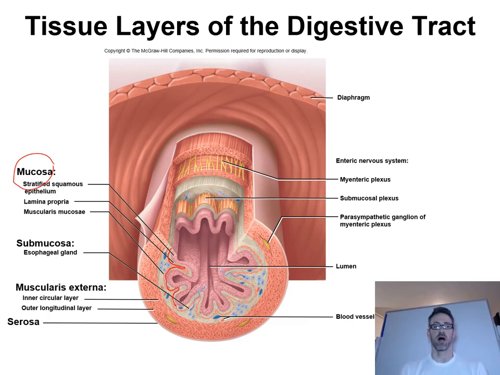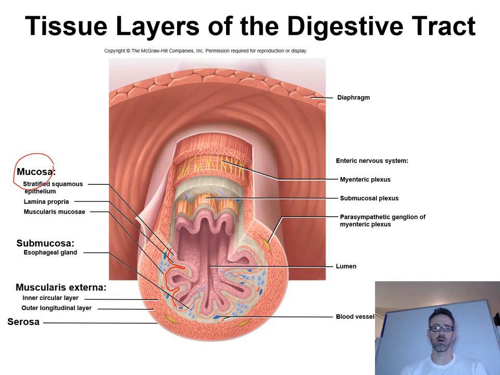The muscularis mucosa is a thin layer of smooth muscle that's a part of the mucosa. It's the last layer in the mucosa, and it will contract or relax to stretch or wrinkle up, or smooth out, the internal part of that canal, which will aid in digestion, secretion, or absorption.